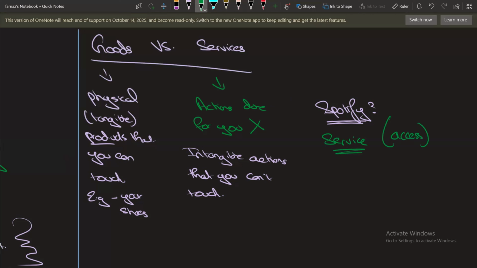So Spotify is giving you a platform and they're doing action for you. They are making songs available for you. You are not owning something that you can touch. Of course, it's a service, right? It's just giving you an access. It's an action that's done for you. So this is how you differentiate goods and service. I know you know what's a good. I know you know what's a service, but you wanted the right words to define it, and I gave you that. Okay? So make sure you're using these terms in your exams.